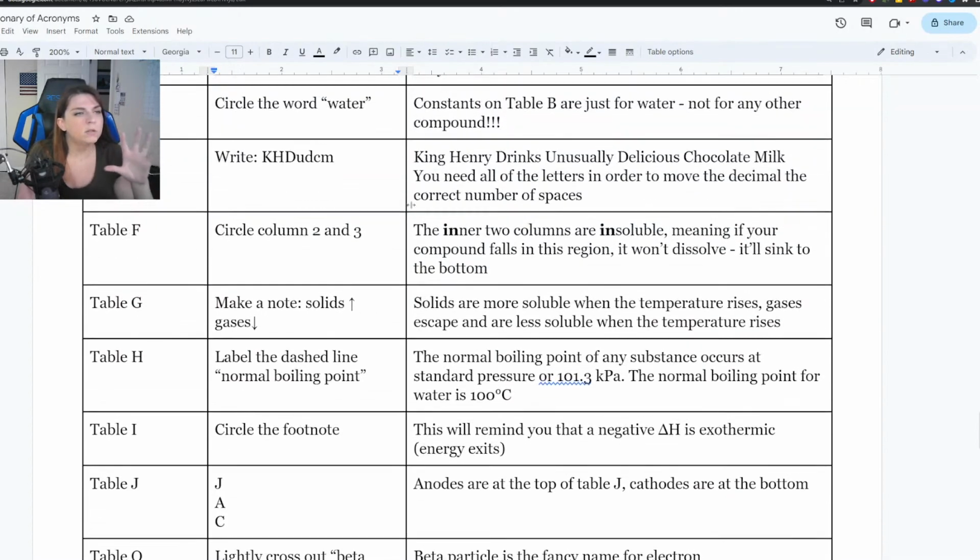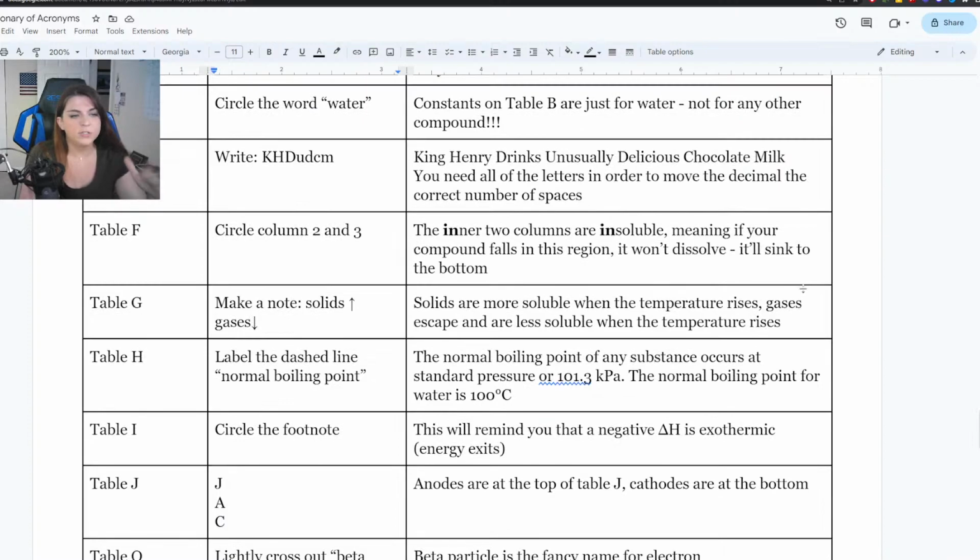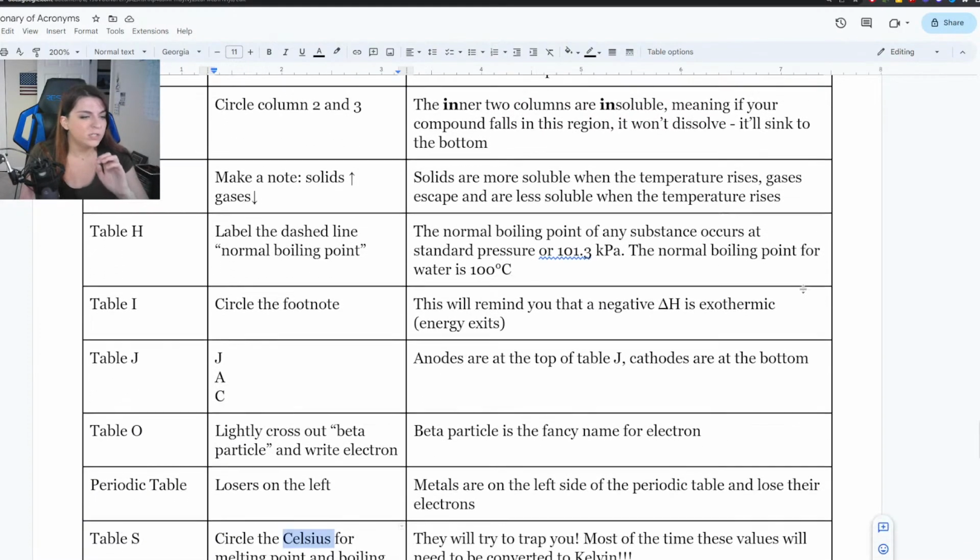But anyways, here it is. If you want to just pause the video and read this, this is what to do with your reference tables. Again, there is a stream where I go over absolutely everything on reference tables, different types of questions that they ask via reference tables.